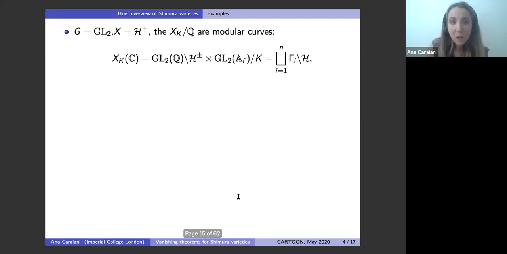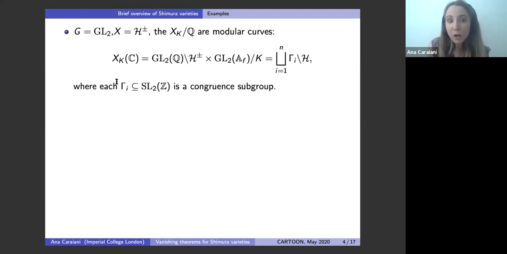And if you write down the double quotient definition, which is the underlying Riemann surface associated to these curves, then you can decompose that as a more familiar space. So a disjoint union of finitely many copies of the upper half plane, quotiented out by certain Gamma, which are sufficiently small congruence subgroups of SL2(Z). So there are subgroups of SL2(Z) that are cut out by some congruence relation.